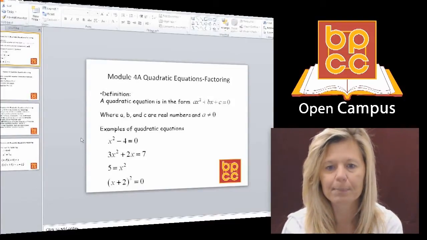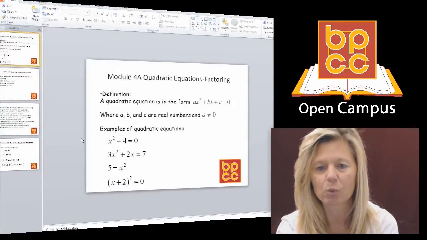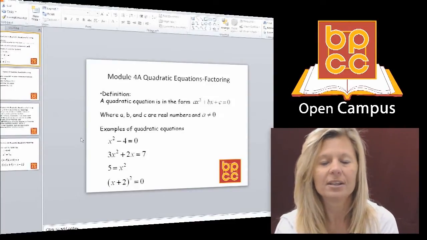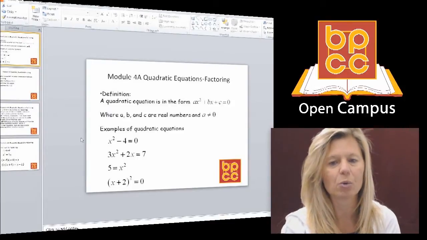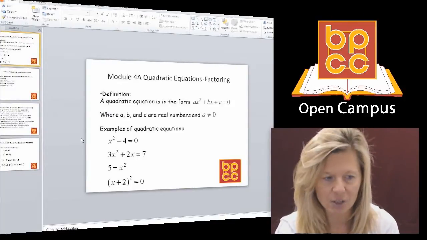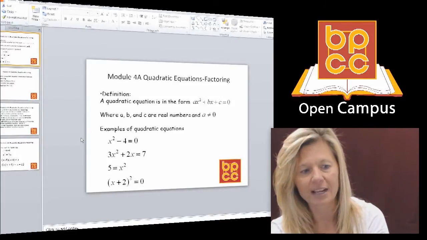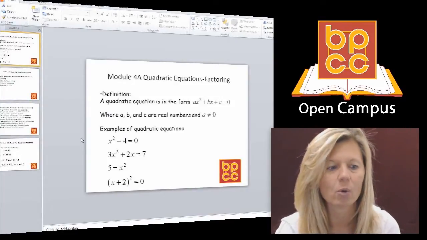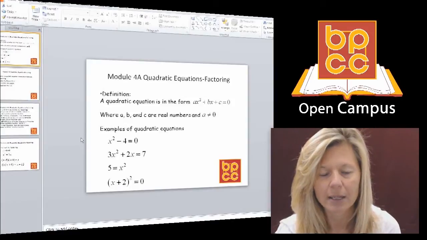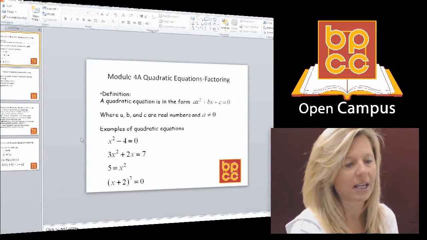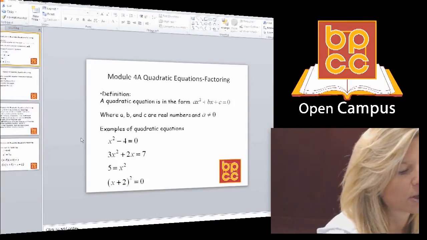So if you look at my examples, x squared minus 4 equals 0. That's a quadratic equation. It has the x squared in it. The next one, 3x squared plus 2x equals 7. That's a quadratic equation. It has the x squared in it. 5 equals x squared. That is a quadratic equation. It has the x squared in it. But let's look at the last example, x plus 2 squared equals 0. Let's go to the board and talk about that one.